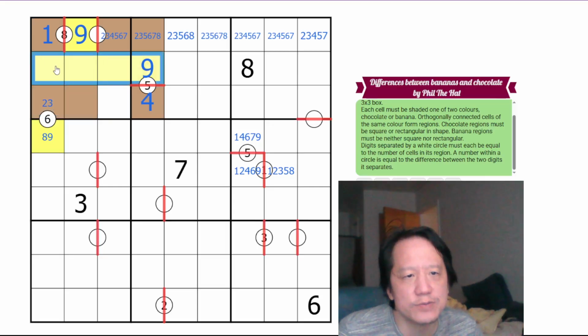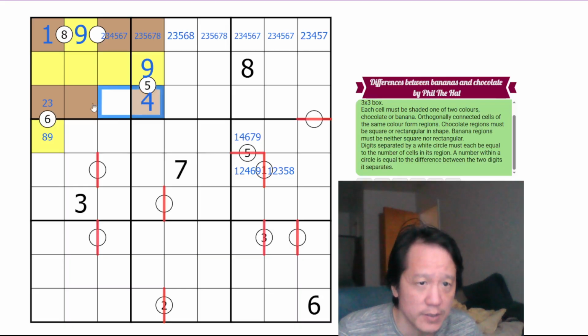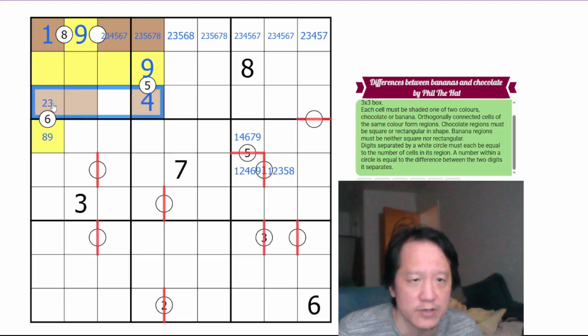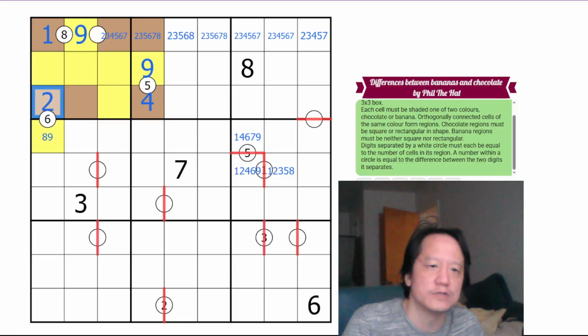We have 1, 2, 3, 4, 5. Okay, so then this is done. This is done. This is size 4. It cannot be part of the same region as that because they are in the same row. So this must be banana. So this is size 2. So this is size 2.